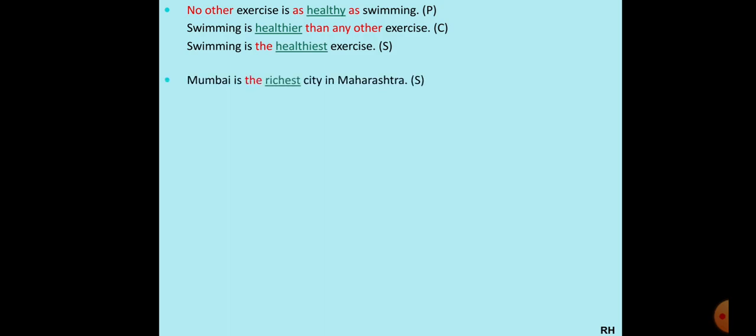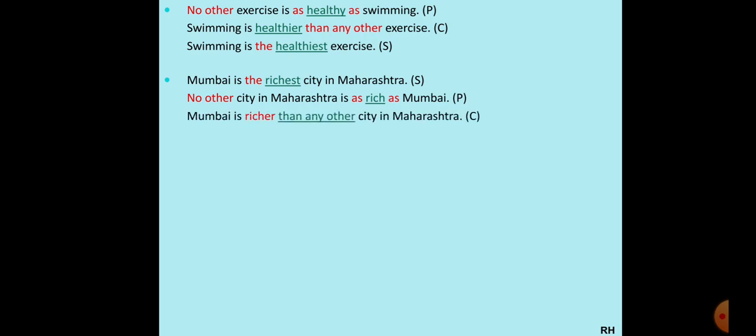Mumbai is the richest city in Maharashtra. This is superlative degree, students, right? So we'll change it into positive and comparative. So no other city in Maharashtra will come in the beginning. So no other city in Maharashtra is as rich. Richest will become rich as Mumbai. And in comparative, richer, right? So Mumbai, again Mumbai will come in beginning. Mumbai is richer than any other city in Maharashtra. Richest, rich and richer: superlative, positive and comparative.